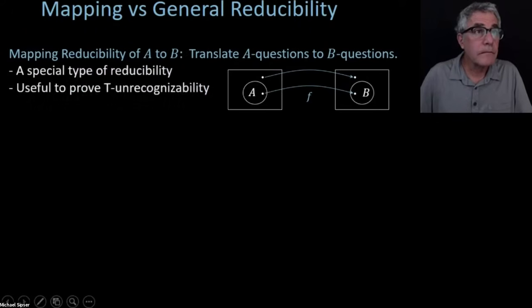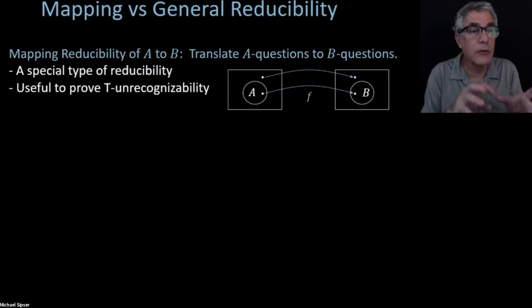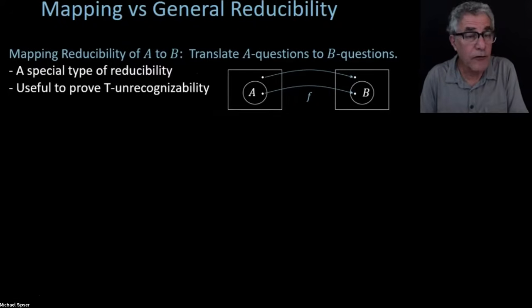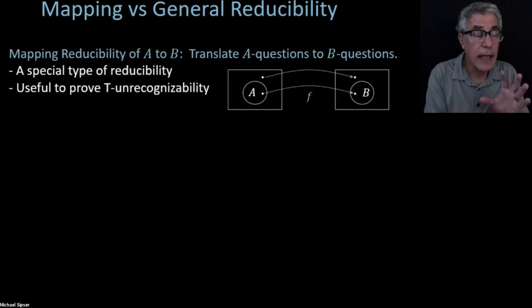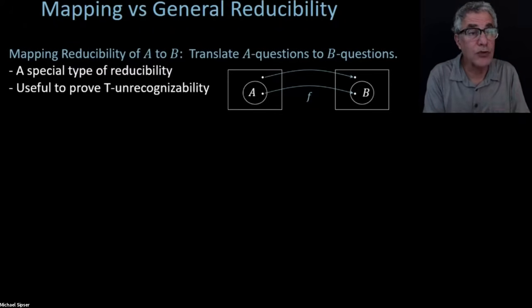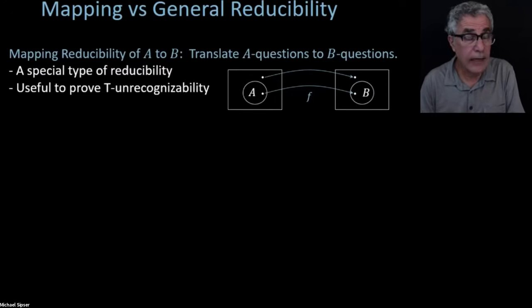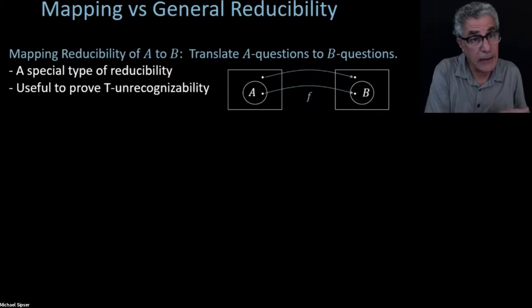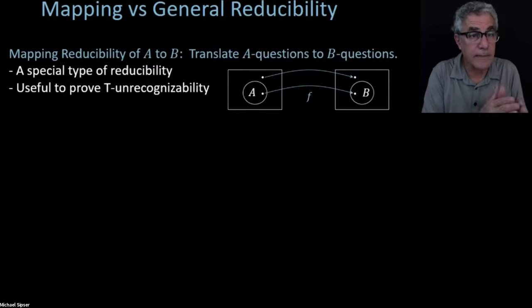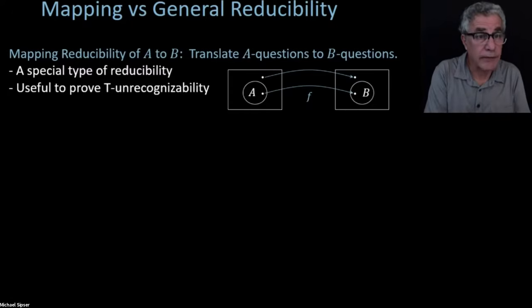The way I like to think of a mapping reduction is as a problem translator. Your problem is sort of in the A domain, and the mapping reduction allows you to translate that problem into the B domain. Okay, and then if you have a way of solving it in the B domain, combining that with the reduction, you get a solution to the problem in the A domain. So that's why if A is mapping reducible to B and B is solvable, then A is also solvable.